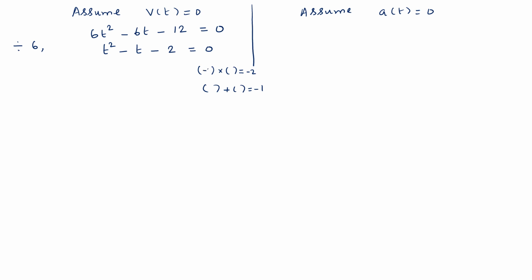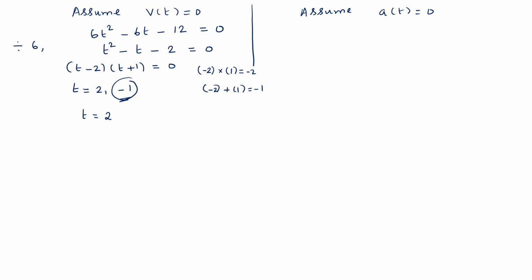Minus 2 times 1 is minus 2, and minus 2 plus 1 is minus 1. So we can factorize this: (t minus 2)(t plus 1) equal to 0. So what are the t values? t is 2 and t is minus 1. A negative t value is impossible, so we have to forget about this. We have to consider only t equal to 2. Only one value we have.